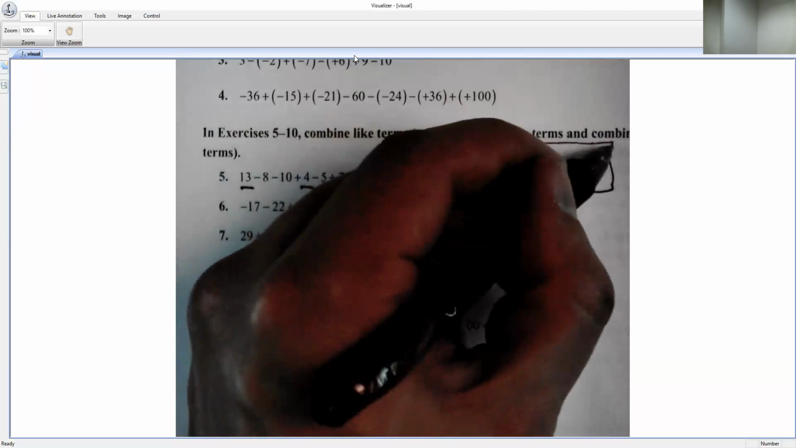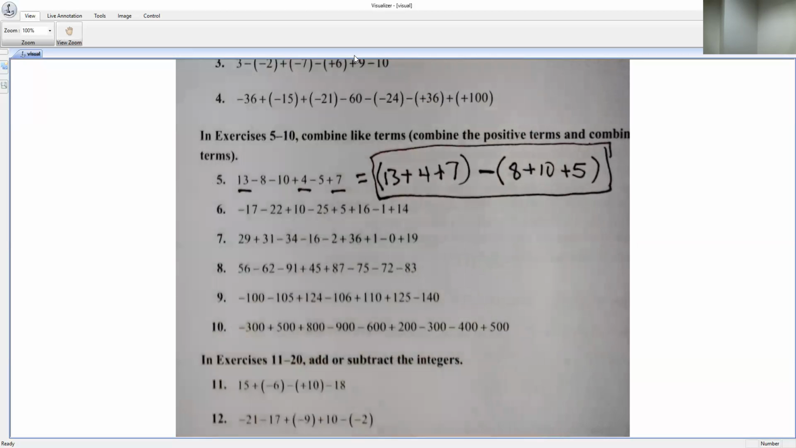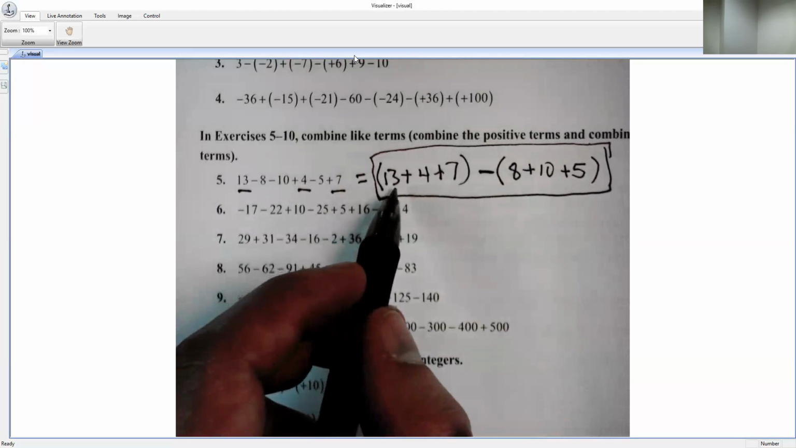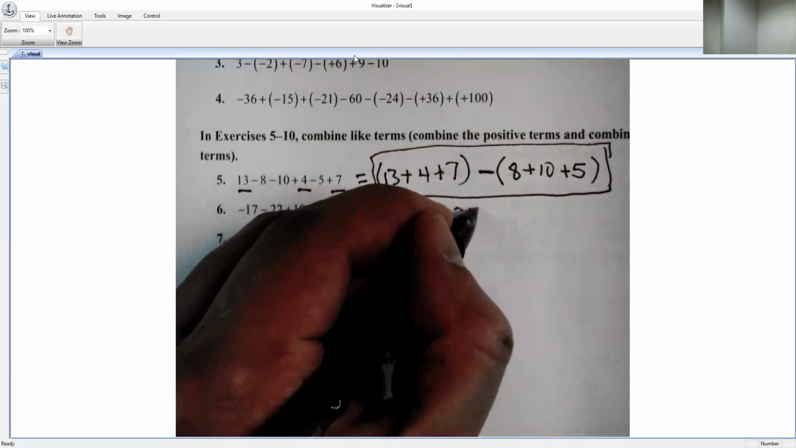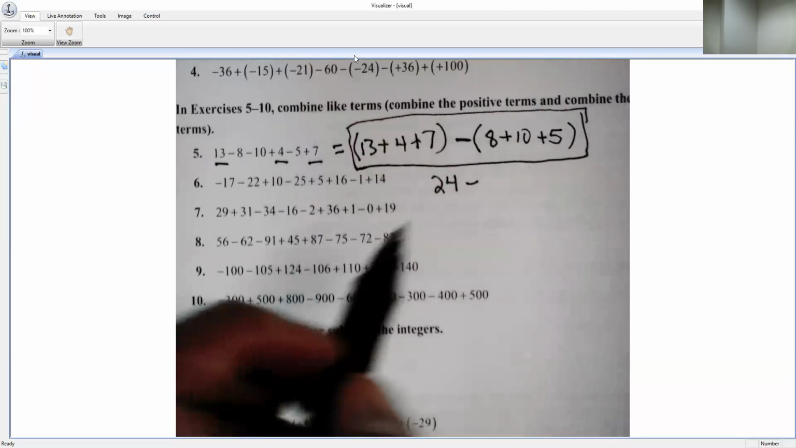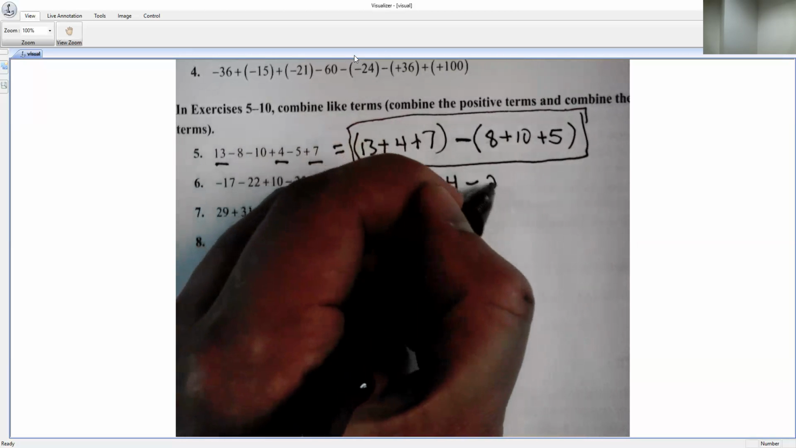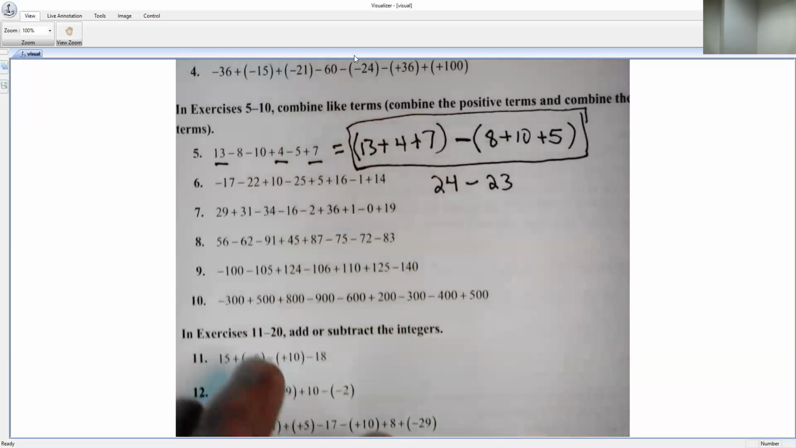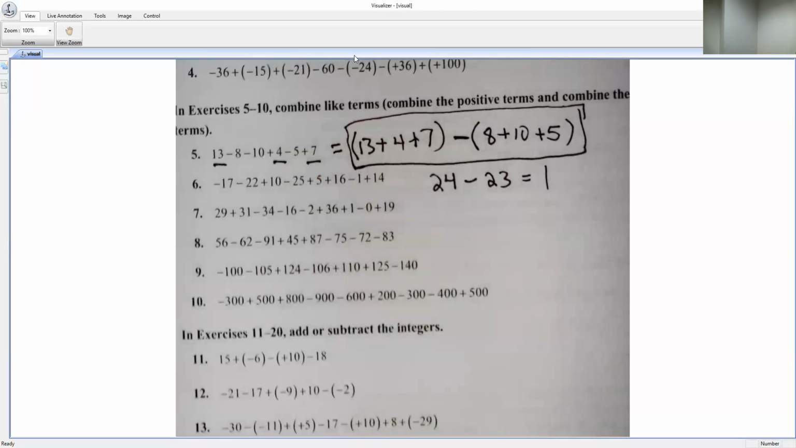But if you're curious, the next step, 13 plus 4 plus 7, ends up being 13 and 4 is 17, plus 7 is 24. So then we would just have to do 24 minus, and then over here we get 8 plus 10 plus 5, which is 23. And that's not a hard calculation to do. It's pretty straightforward. 24 minus 23 would be just 1.